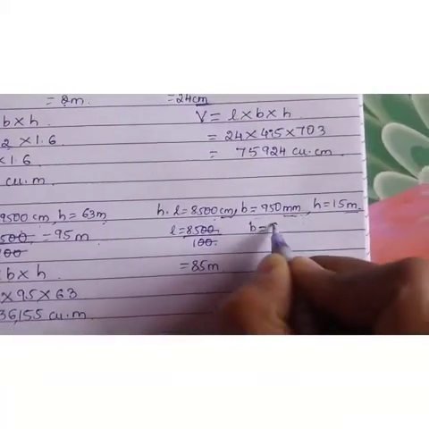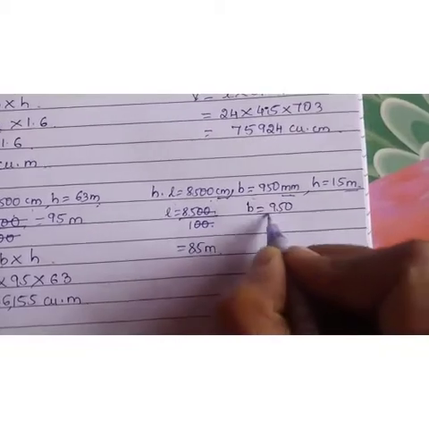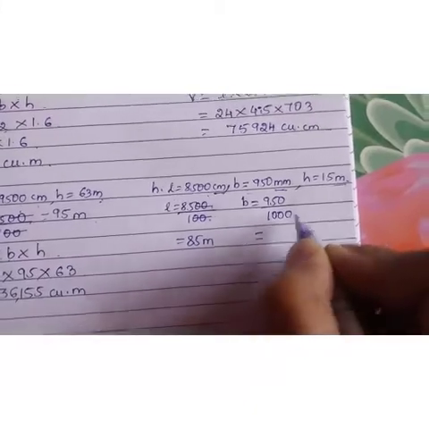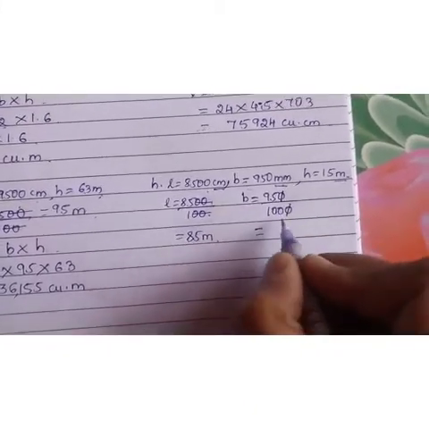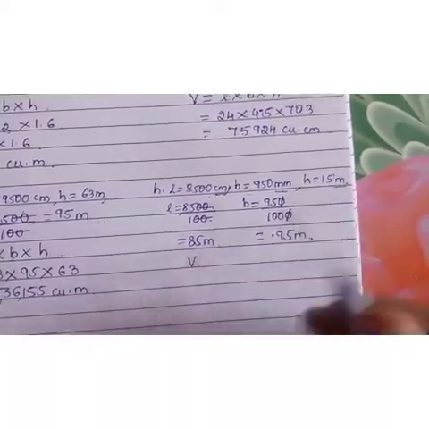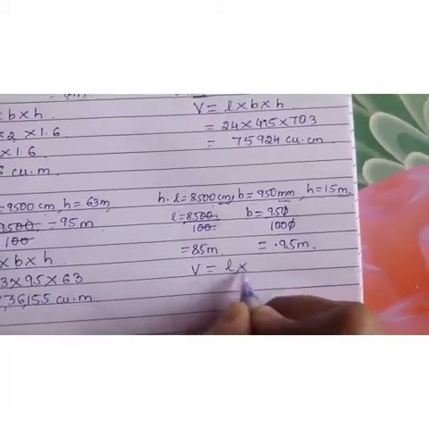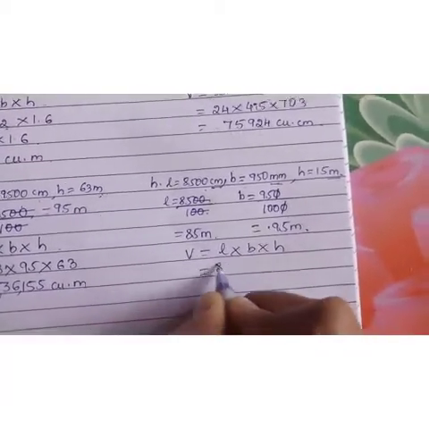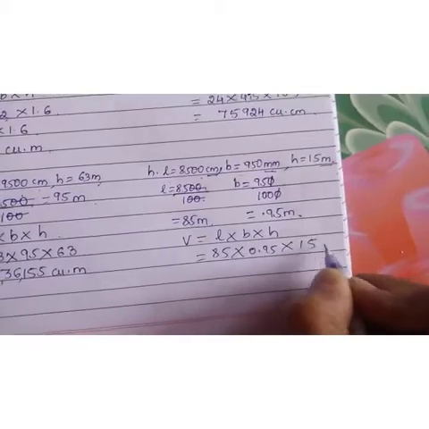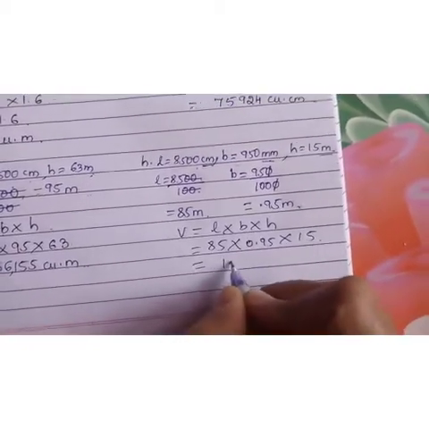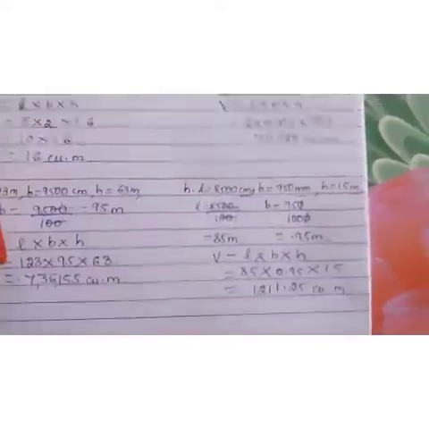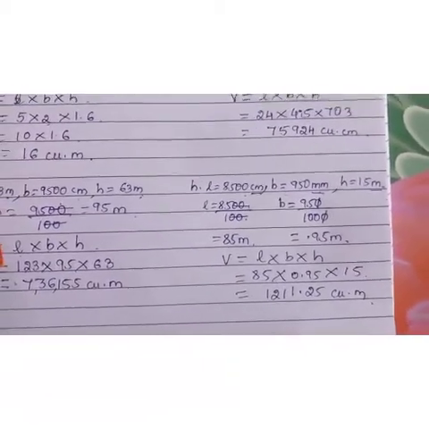Similarly, when we take breadth 950 millimeters, now we have to divide it by 1000. So when you divide it, 10 gets cancelled, 95 upon 100, so it becomes 0.95 meters. Now we have everything in meters, so write the formula, V is equals to length into breadth into height, that is 85 into 0.95 into 15, and when you multiply, you get the answer 1211.25 cubic meters. So children, I hope you all have understood this. Practice at home.